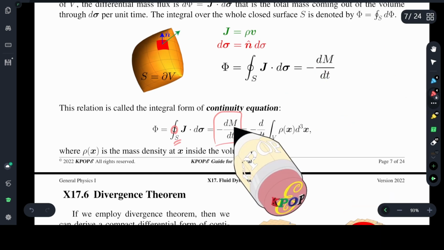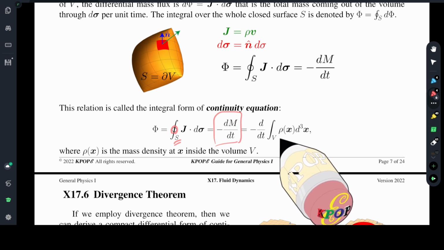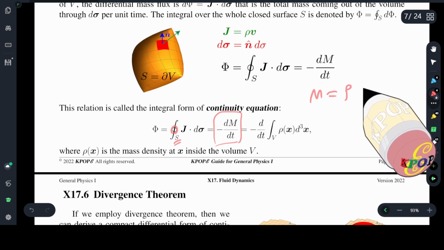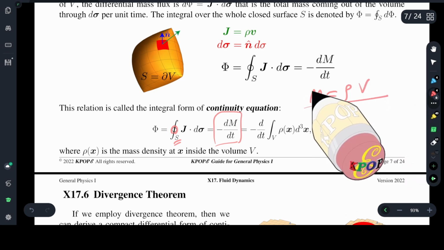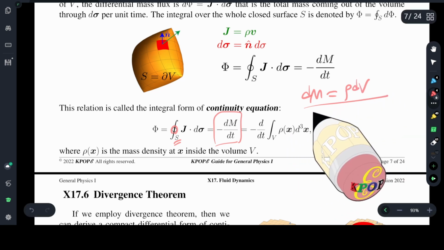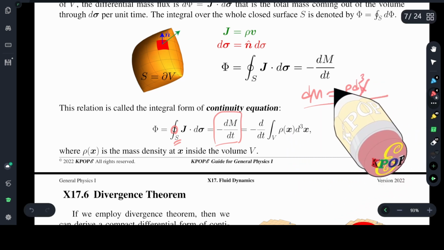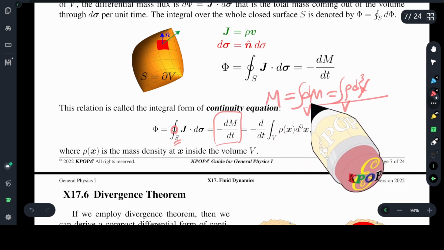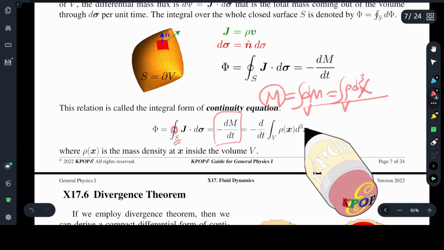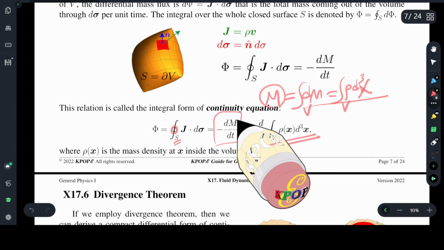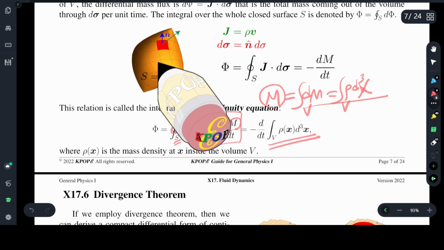And we can rewrite this mass as a volume integral because mass is density multiplied by volume. If the density varies depending on the position, we can write it as a three-dimensional integral and integrate over the space, volume, to get the total mass. Okay, so I can rewrite this total mass inside the volume, inside the surface.